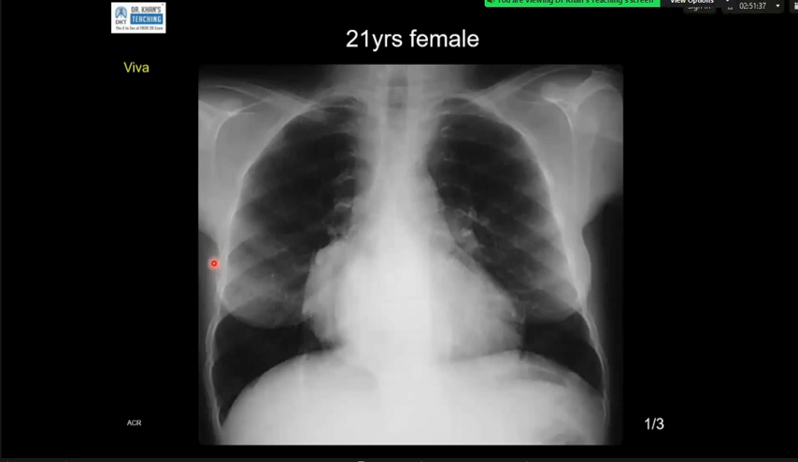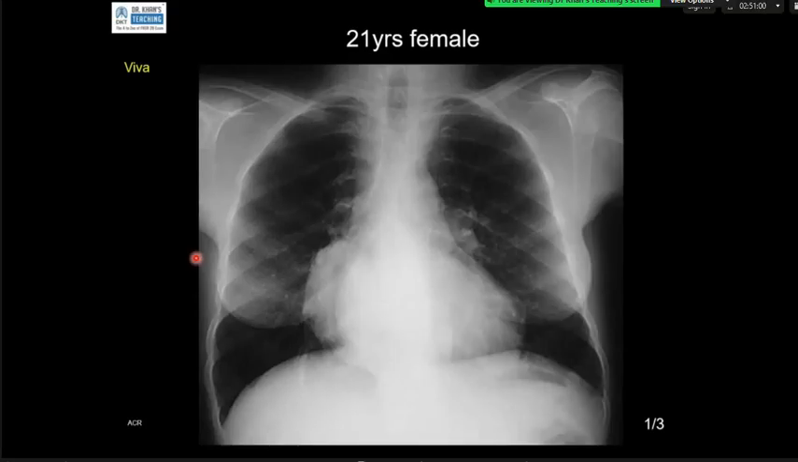I'm presenting a chest radiograph. I can see a widening of the mediastinum in the paravertebral region with paravertebral line obliteration. There is also related expansion of the ribs.